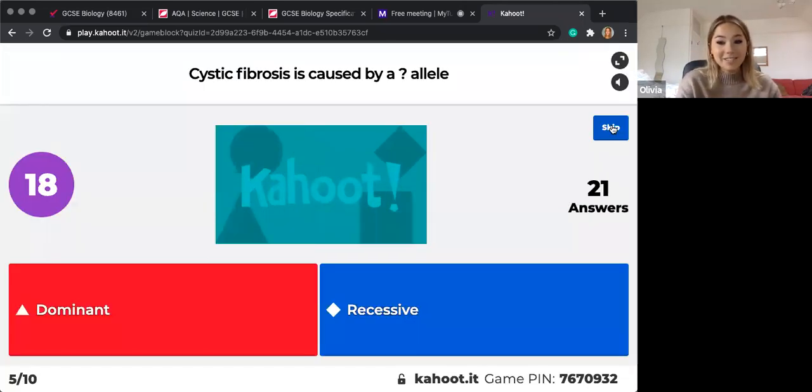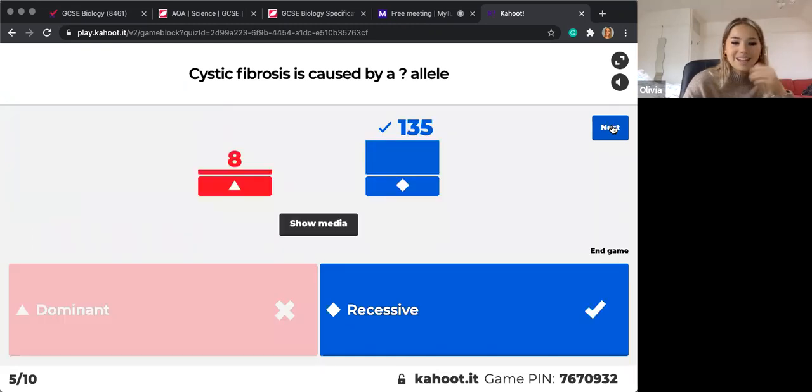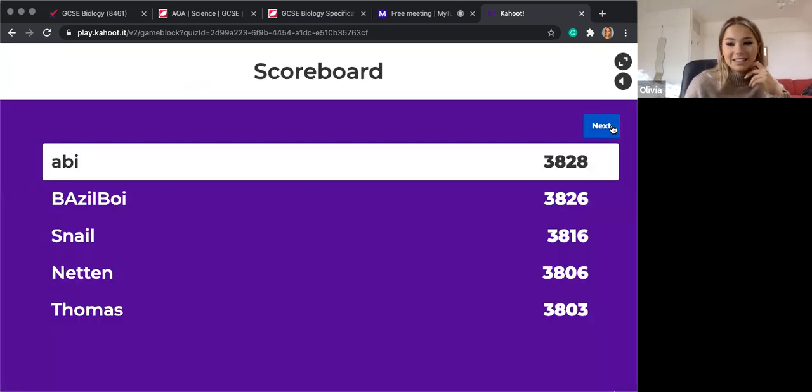So if we don't get 100% on this, I'm sure now I've said that, there are going to be a few of you who deliberately picked the wrong one. Yeah, as predicted. Okay, cystic fibrosis is caused by a recessive allele.